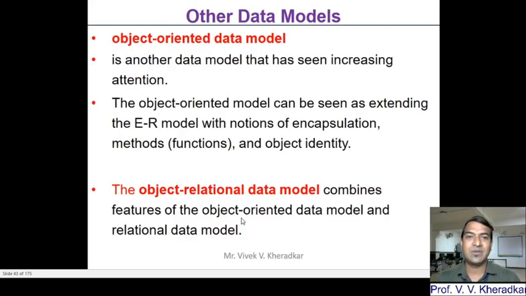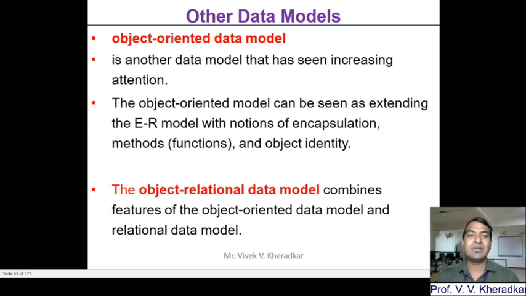Next, as you know, today's software development is mostly based on object oriented programming. Because of this importance of object oriented programming, it led to a new data model which is an object based data model. Basically there are two object based data models: the object oriented data model and the object relational data model. The object oriented data model is another data model that has been getting increasing attention.